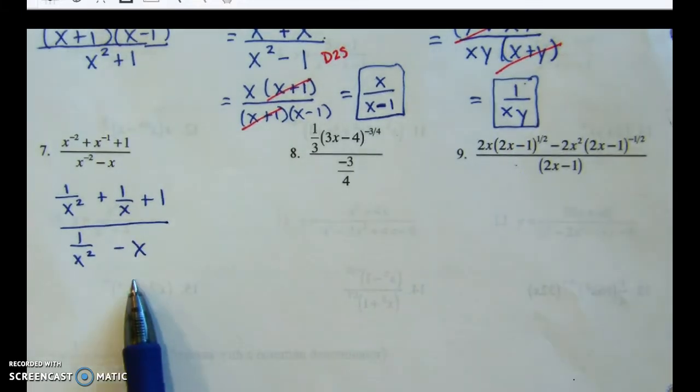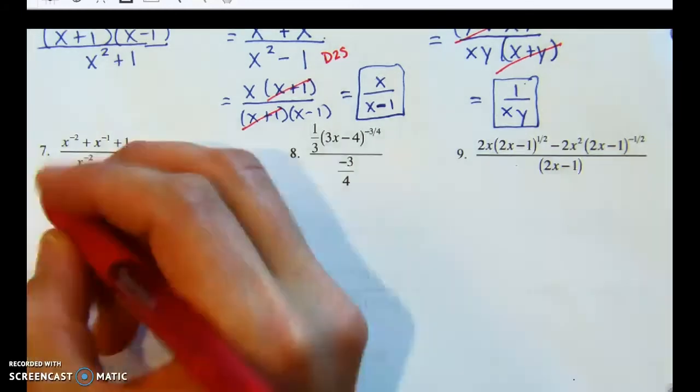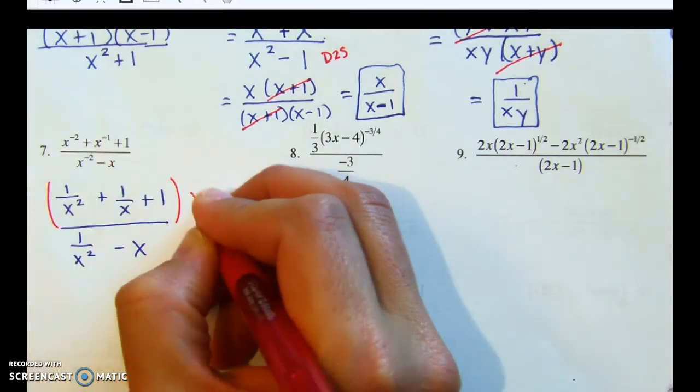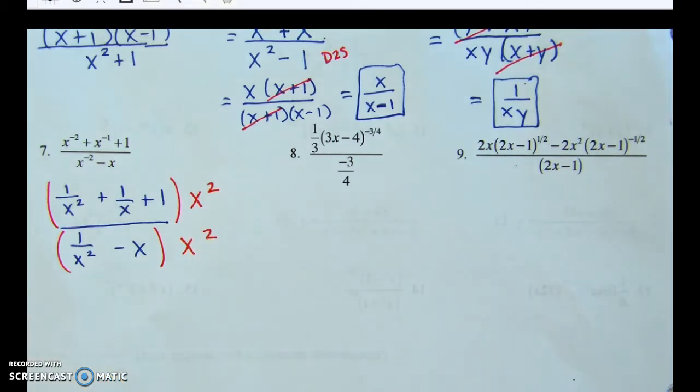Everyone okay with me rewriting this? That's step 1. What's our least common denominator? What would cancel all the denominators? X squared? Y'all with me? Wakey wakey, here we go. X squared. Distribute.